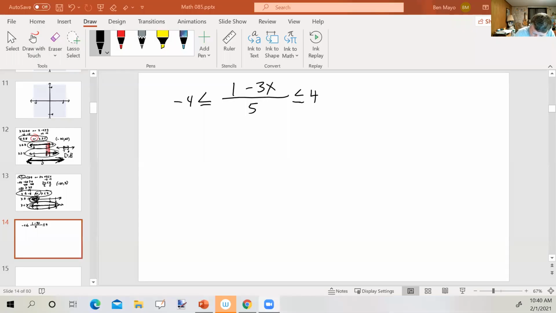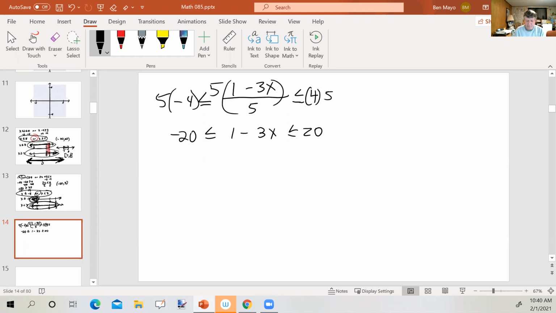So I'm going to multiply all 3 parts by 5. So I get -20 less than or equal to 1 minus 3x less than or equal to 20. I'll get rid of the 5 in the denominator there. I'm going to subtract 1 from all things. So I'm going to get what? Negative 21 less than or equal to negative 3x less than or equal to 19.